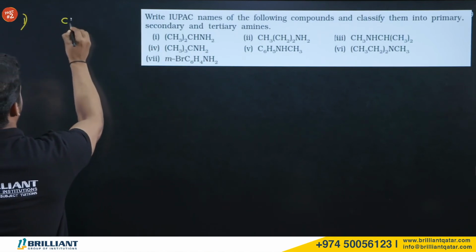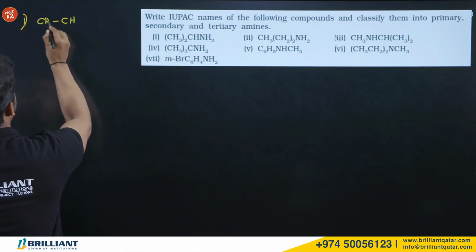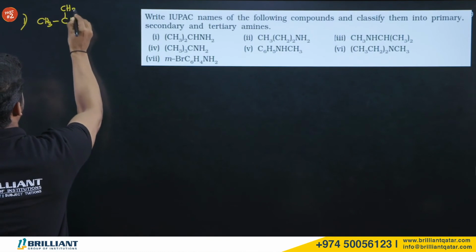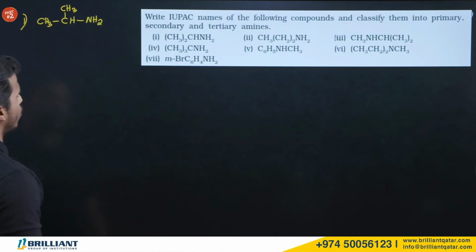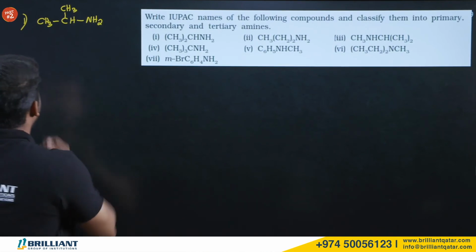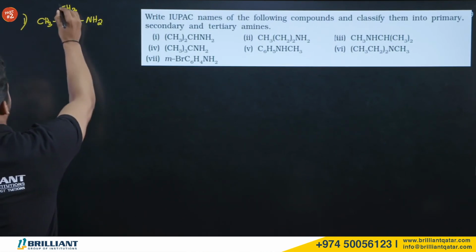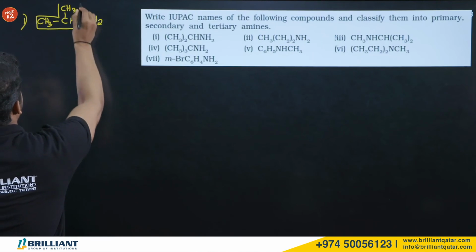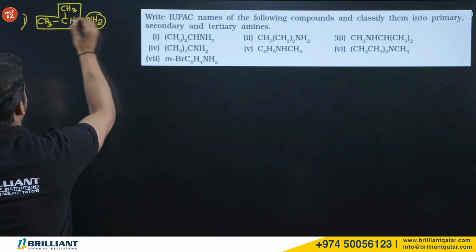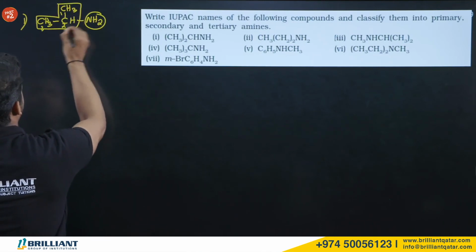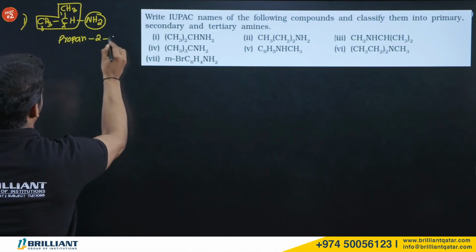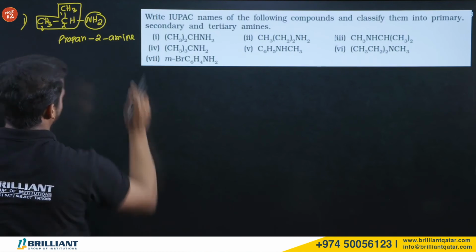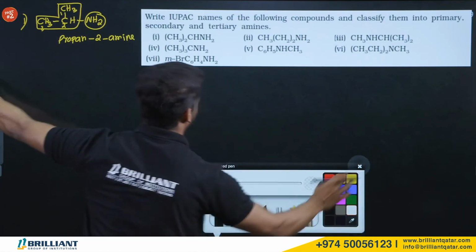So there on the CH carbon, there are two CH3 groups with one NH2 group. This is the first compound. Let us name the compound. Here all of you select the longest chain. Here the longest chain is this one, right? And the amine is here. Number 1, 2, 3. Second position amine, we can say propan-2-amine. Propan-2-amine, that is the first compound, right?